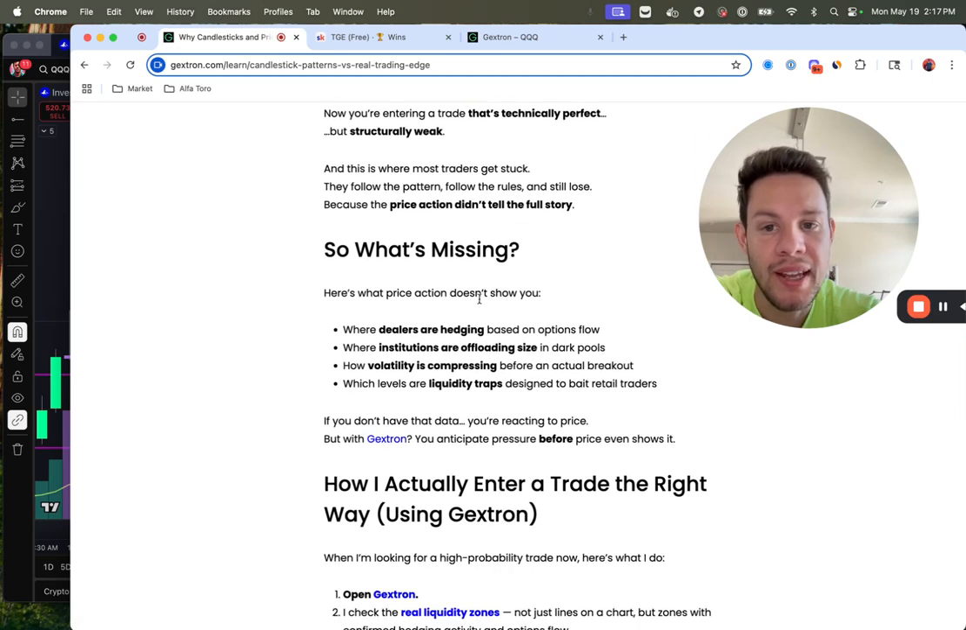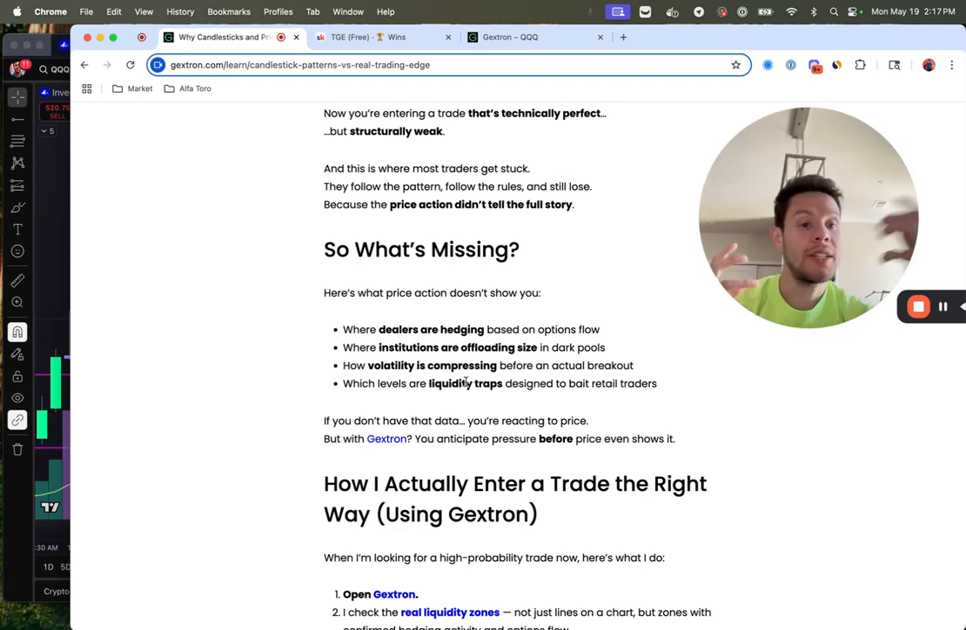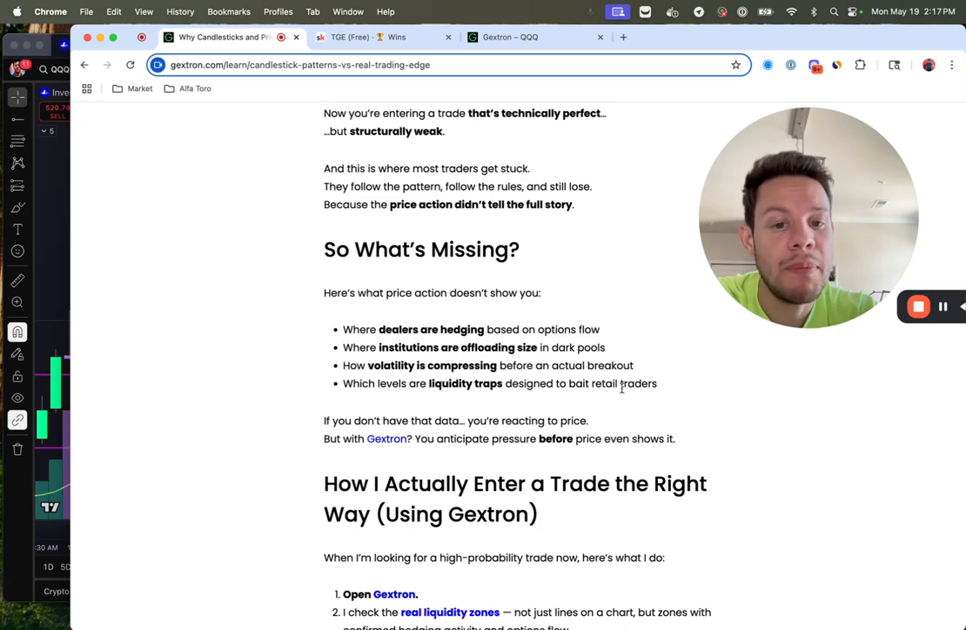So, what is missing? Here's what price action doesn't show you: where dealers are hedging based on option premium and option flow. Not just dealers, but also institutional level. Where institutions are offloading size in dark pools, okay? Dark pools or option flow data, right? How volatility is compressing before an actual breakout. You got to take a look at things like implied volatility. Is implied volatility increasing or is it shrinking? Okay. What does that do with the expected move? Okay. At least by an expiration date, right? Which levels are liquidity traps designed to bait retail traders?